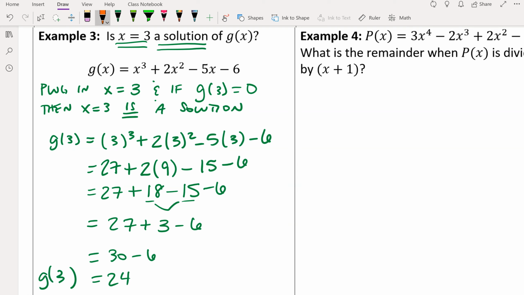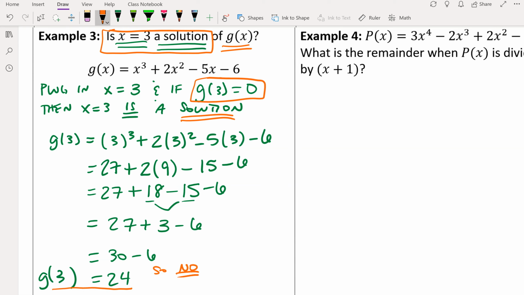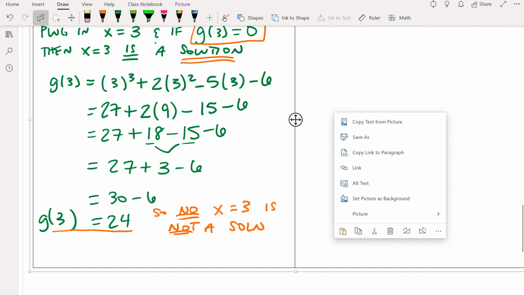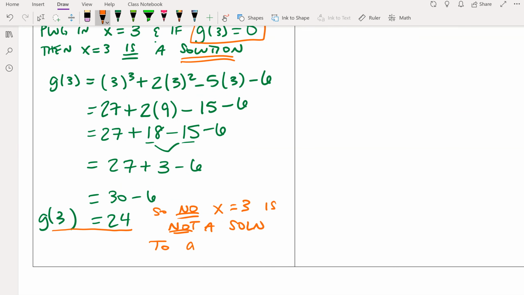So let's go back to our question. Is x equals 3 a solution of g of x? Well, we needed g of 3 to equal 0 for it to be a solution. G of 3 equals 24. So, no. X equals 3 is not a solution to g of x. Okay, and that's how you abbreviate solution.